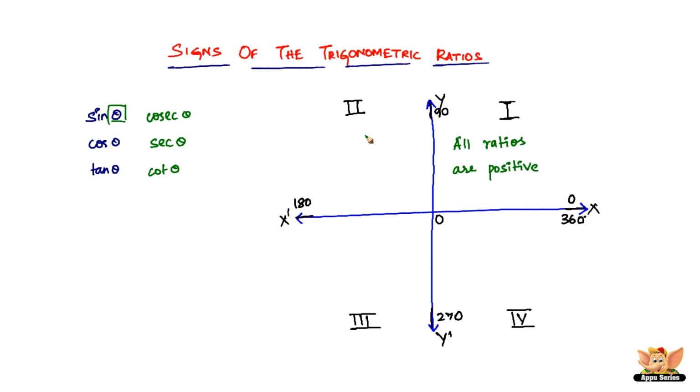What if the theta lies in the second quadrant? When the theta lies in the second quadrant, only sine theta and its inverse, which is cosecant theta, are positive. All right. The rest are negative. Rest meaning the ones except sine theta and cosecant theta, that is cos, secant, tangent, and cotangent, are all negative here. So if you have a cosine of 95 degrees, it lies in the second quadrant. The theta lies in the second quadrant, so it's going to be negative.